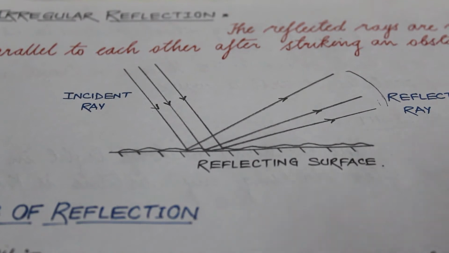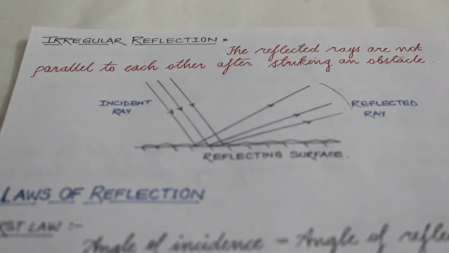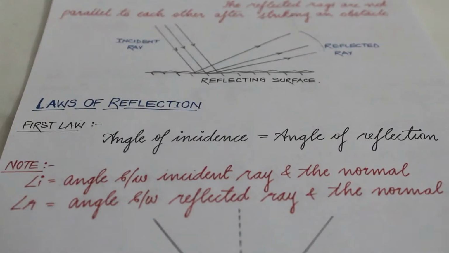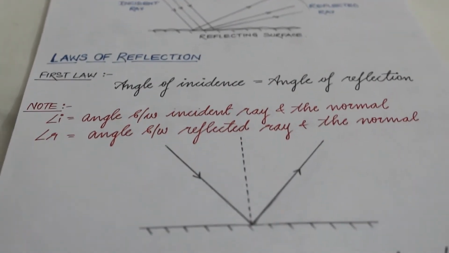So if you are able to see any object kept at any corner of your room, it means that the type of reflection occurring over there is irregular reflection. So there are two types of reflection, regular and irregular. In regular, the reflected rays are parallel, and in case of irregular, the reflected rays are not parallel to each other after striking an obstacle. Now moving on, we'll study the laws of reflection, those laws which govern the reflection phenomena. There are two laws. Now let's study them.